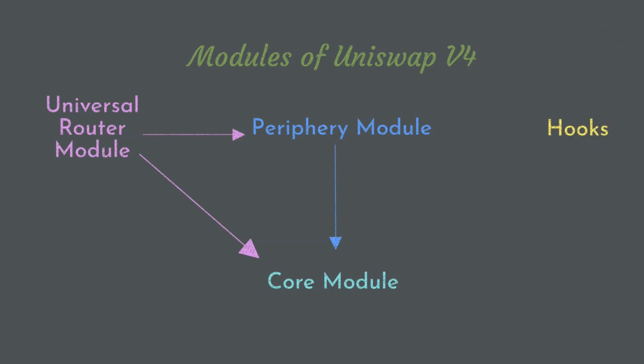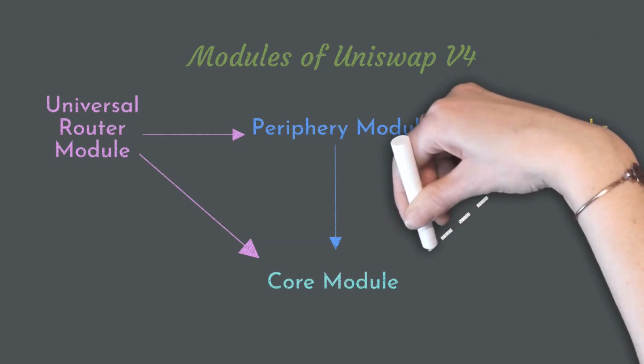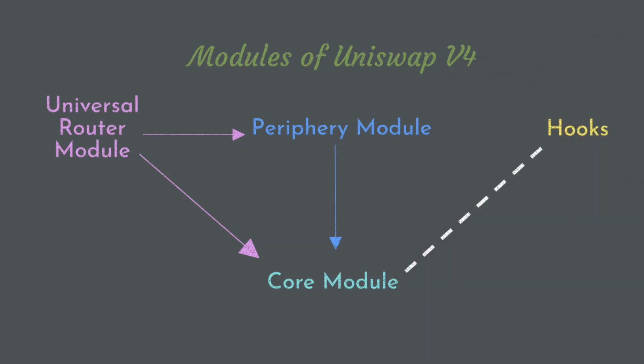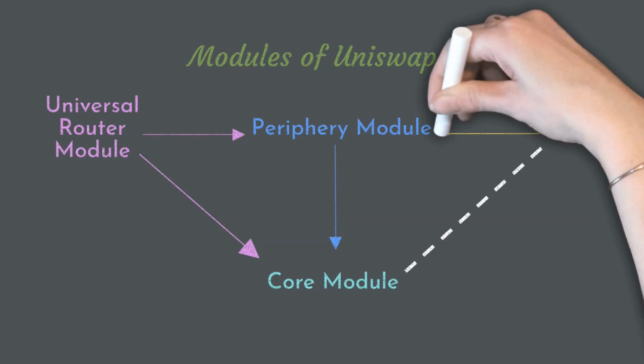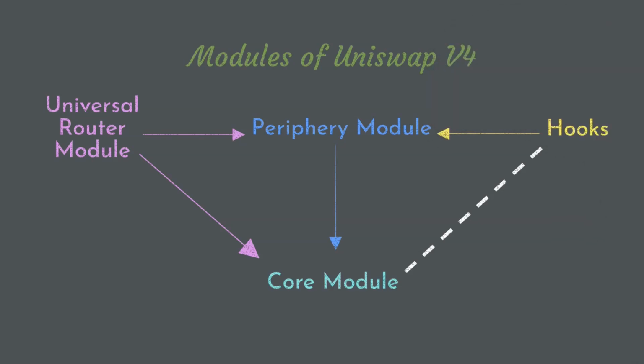Hooks module, on the other hand, consists of external smart contracts that can be attached to liquidity pools to customize and extend the pool behavior. It consists of various flags. If any of these flags are selected and turned on, they should be specified at pool creation. Some of these flags are liquidity and fee-related flags.